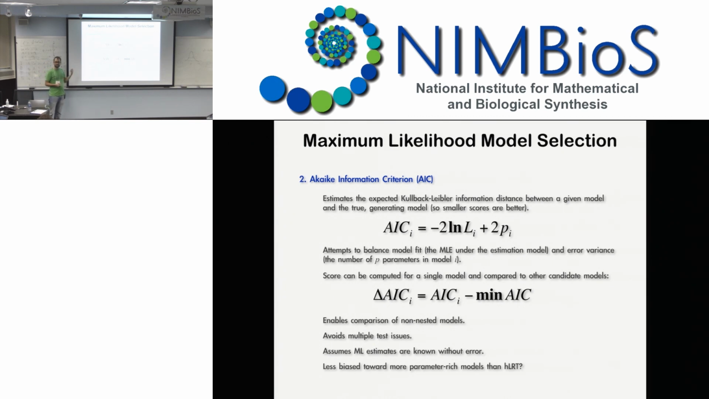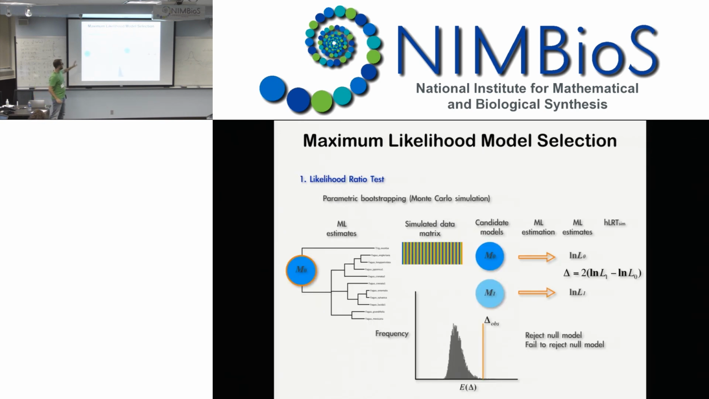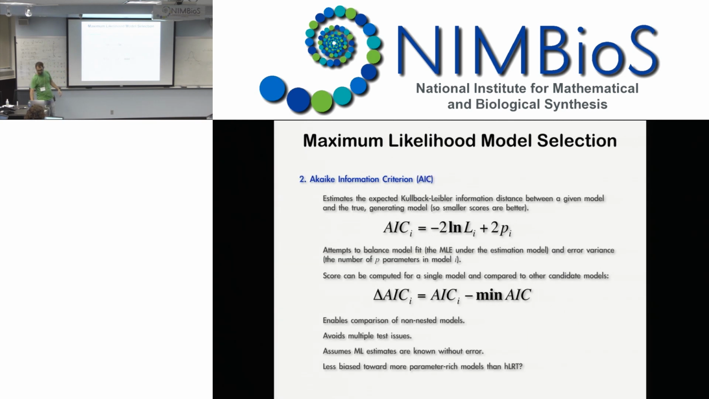As in the example before, you could also do a Monte Carlo simulation, simulate new data sets, and then simulate what the AIC scores or delta AIC scores should be, to get a significant AIC threshold to compute whether it's significant or not.